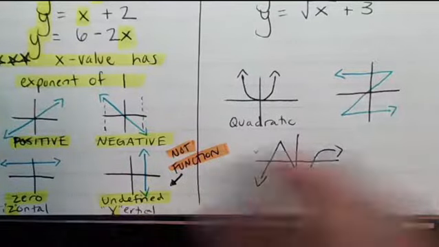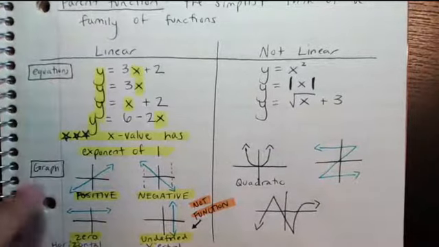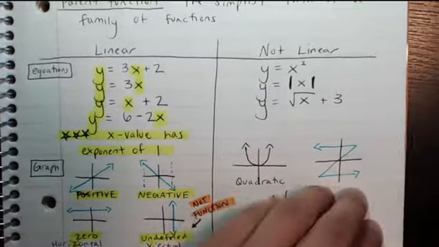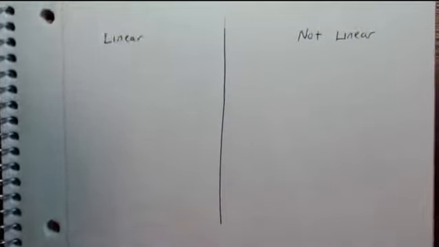Okay, so you're going to have to identify if it's linear or not from an equation, from a graph, and the last thing is from a table. So I'm going to put linear and not linear. Make my T-chart again. And now we are going to talk about from a table.